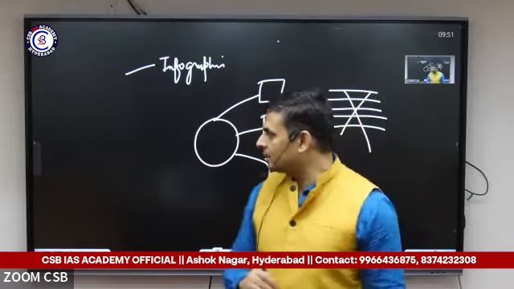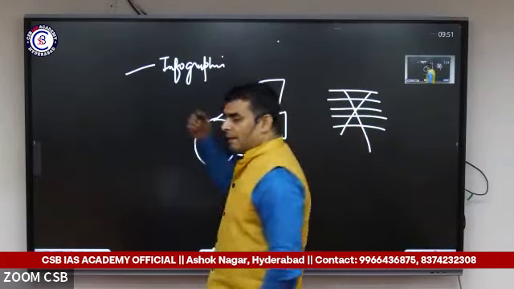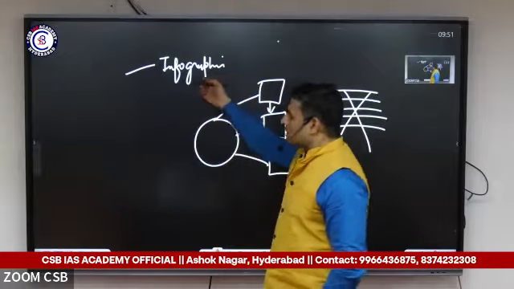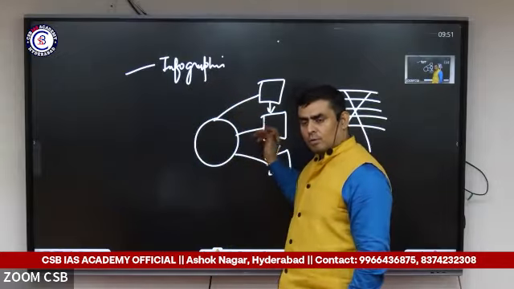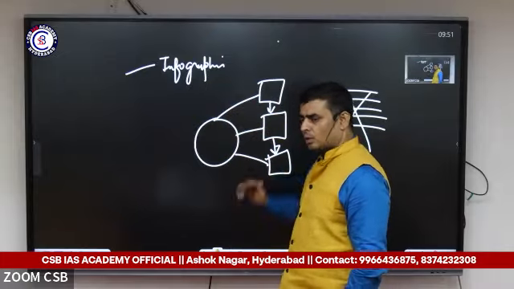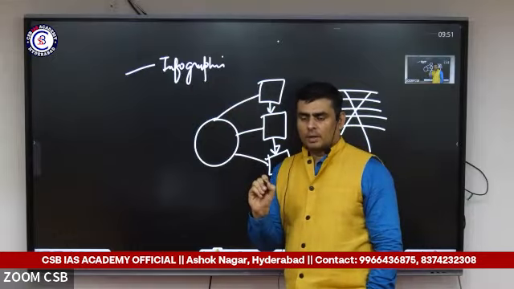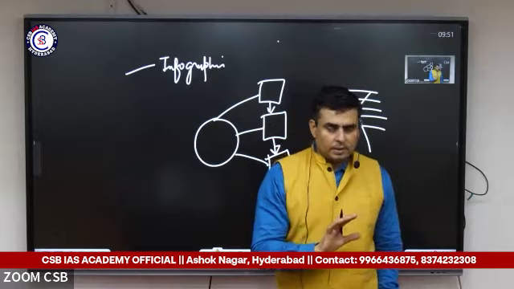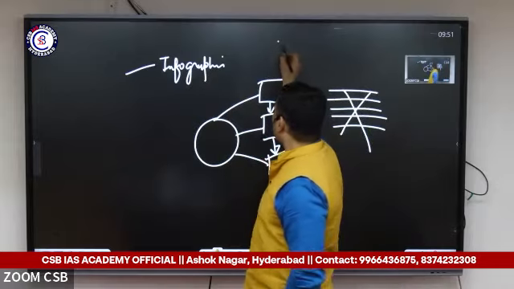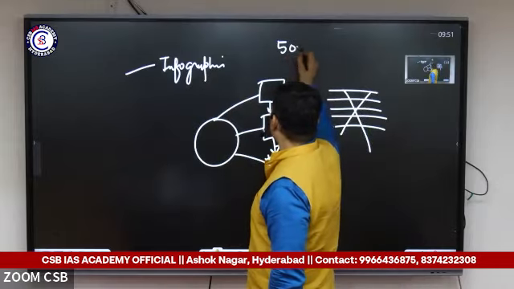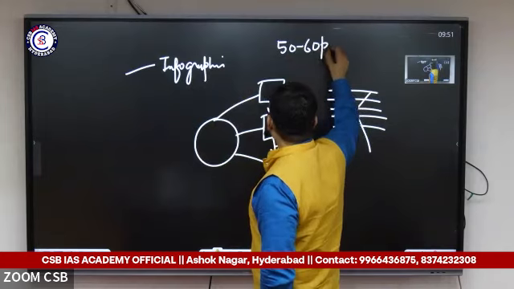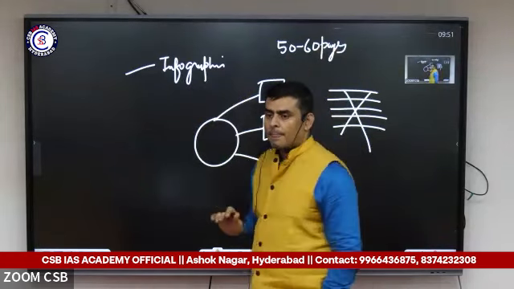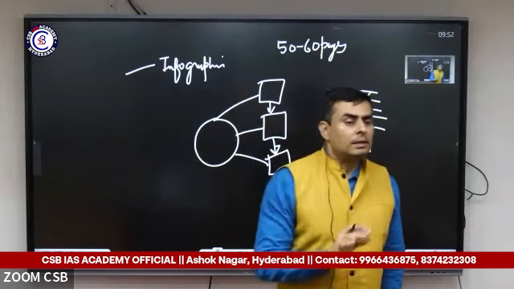Do the PYQ analysis and then make your notes in flow chart and infographic manner. Do not write too much. For every paper, for example GS paper 3, I told you to try to crisp your notes in 50 to maximum 60 pages. For which paper?